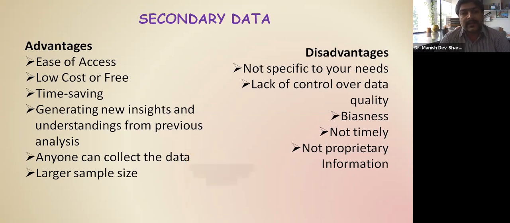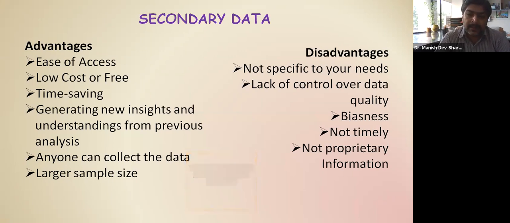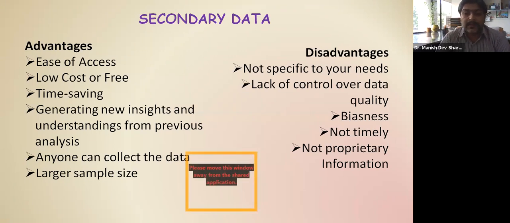Now there are certain disadvantages of secondary data also, that they are not specific to your work. They are not specific for your research, because when the data was collected, they were not well aware about your particular problem. So you can say lack of control over data. When the data flow is moving towards some other target, you cannot control it. So quality is also compromised here. There may be certain bias based on the easiness or comfort zone of the data collection agency. Of course it is not timely, and of course it is not proprietary information.